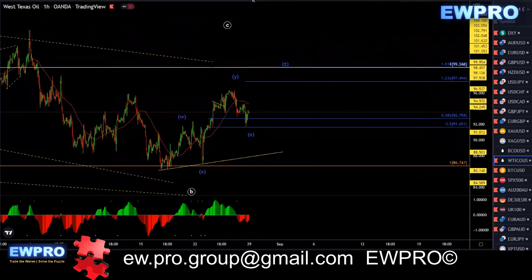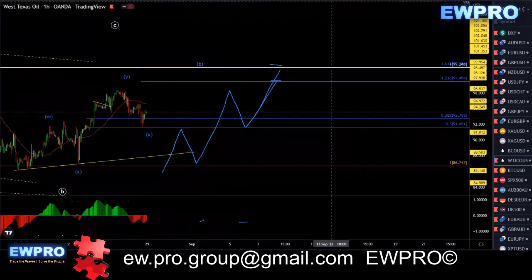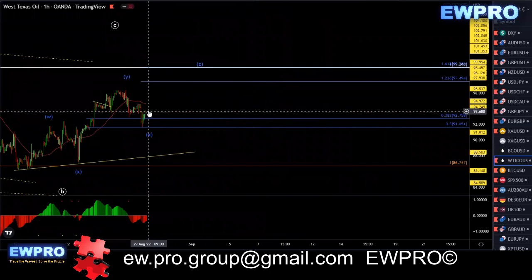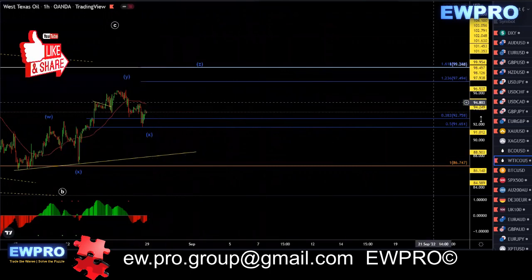On the H1, we got this W, X, Y, getting its X2, and then we'll be looking for a Z up. This is your first target, and the 161.8 is your second target. You can see here we got bullish divergence, bull hidden divergence, sorry. So we've got a hidden divergence here, so we're looking for that to go and break the top. So any little bullish setup you get, you could look for the buy.